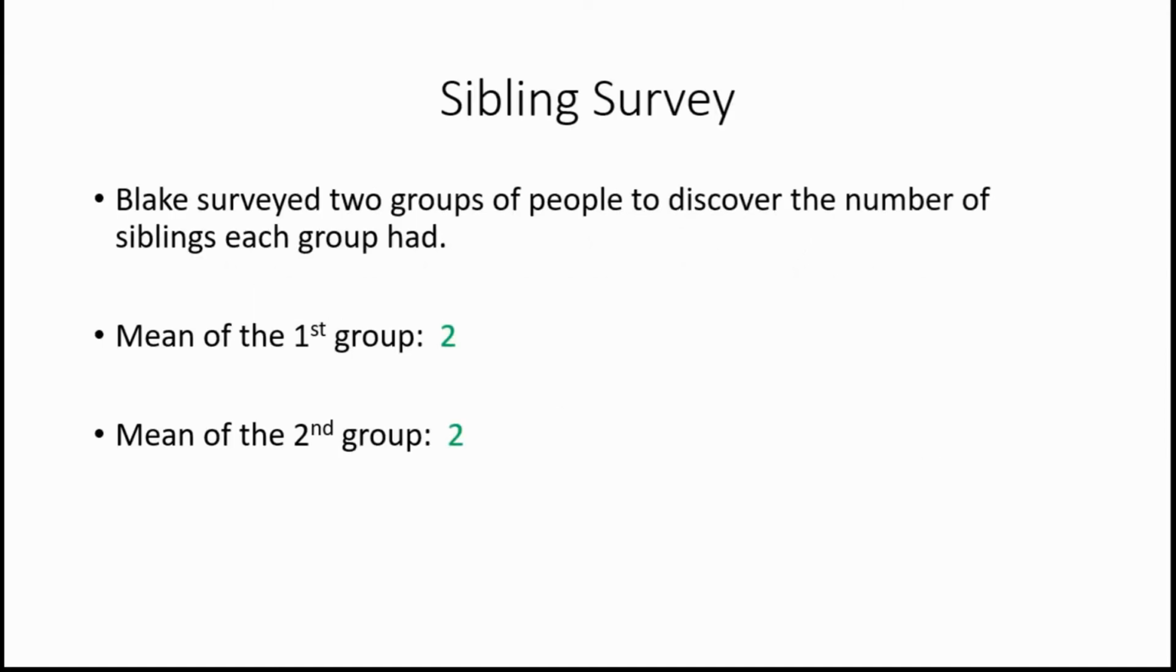So to start it off, we're going to look at an example. Let's say that Blake surveyed two groups of people to discover the number of siblings that each group had. On his first group of people that he surveyed, the mean, or the average, number of siblings that they had was 2. And for the second group, the average was also 2. So in both groups, we had an average of 2 siblings.